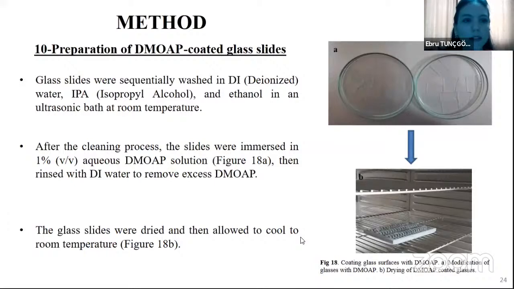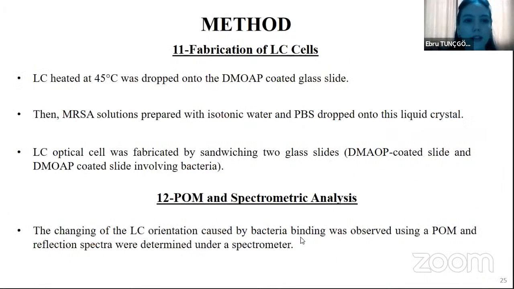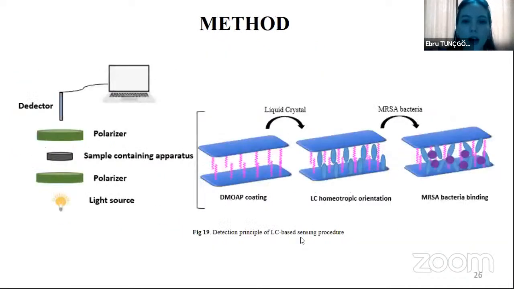Liquid crystal molecules heated at 45 degrees centigrade were dropped onto the DMAP coated glass slides. Then MRSA solutions prepared with isotonic water and PBS were dropped onto the liquid crystal. LC optical cells were fabricated by sandwiching two glass slides, a DMAP coated glass slide and a DMAP coated slide involving the bacteria. The change of the LC orientation caused by bacteria binding was observed using the microscope, and reflection spectra were determined under the spectrometer.